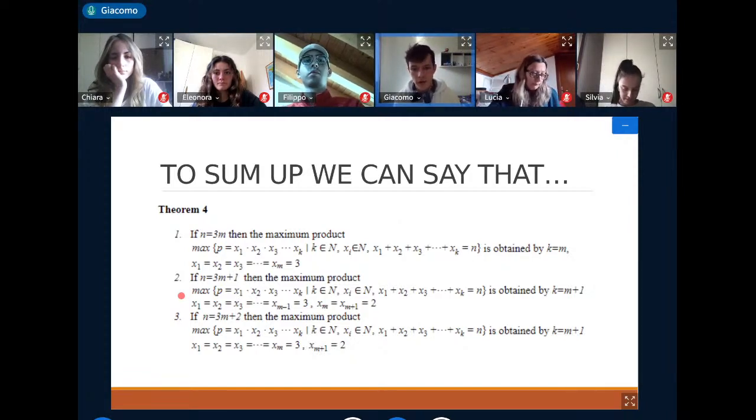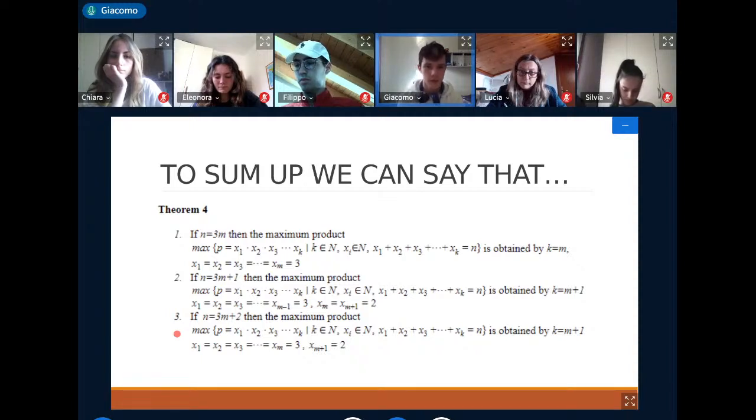However, in the third category we have the numbers that are equal to 3m plus 2, and in this case, as we saw before, we have m threes, but we also have 1 and 4, or as we saw before, 2 and 2, because adding 2 2 or 1 4 is the same.